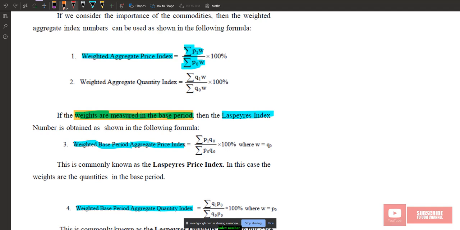For the Laspeyres index number, we change W to the base period, either P naught or Q naught, depending on which index number you want to find. If you want to find the weighted base period aggregate price index, then the weight should be quantity in the base period. So that's why it is the summation of Pt multiplied by Q naught, divided by the summation of P naught multiplied by Q naught. So this is Laspeyres.